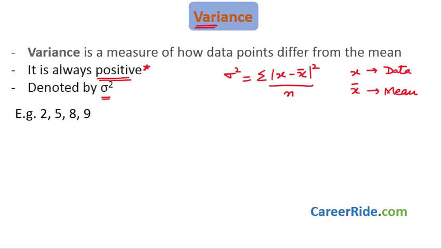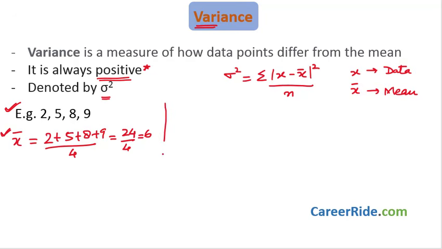Now, to see how to practically implement it, let's take this example. We are given some data: 2, 5, 8, 9 are the 4 numbers given here. And I'm required to find the variance from here. So first of all, I need to know x bar, that is the mean. That is equal to: add all the data and divide by the number of observations. This is equal to 24 upon 4, which is equal to 6. So this gives me my mean.